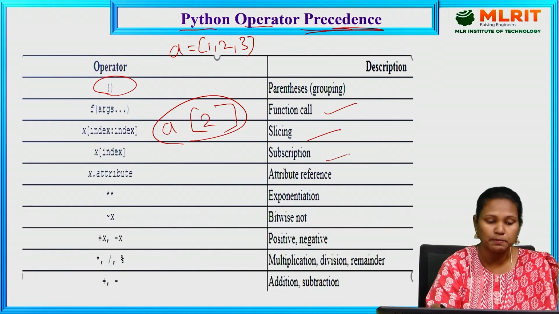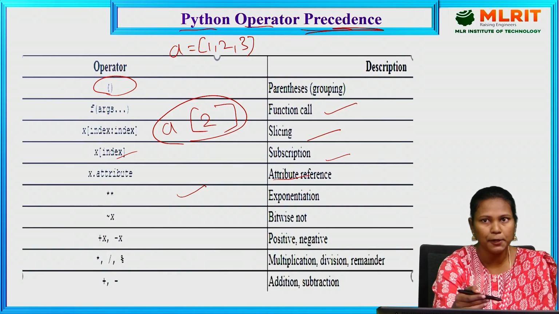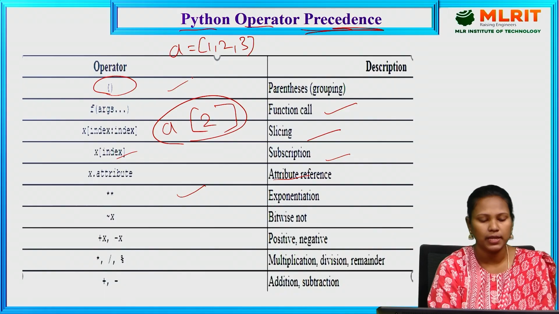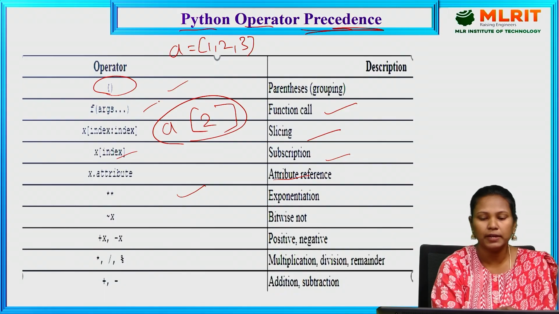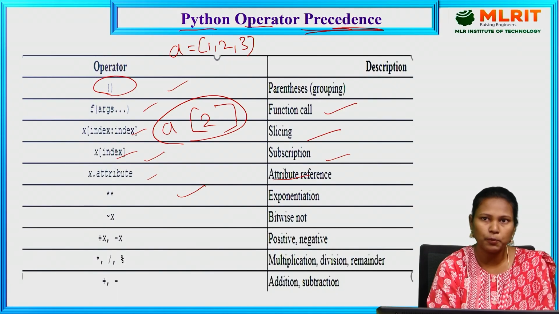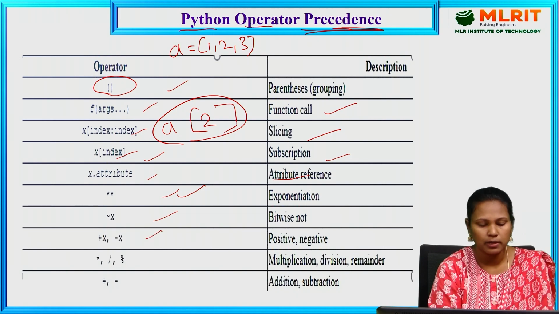The next ones: subscription, index values, attribute references, powers. So these are the precedence, high to low. The next one, function call, slicing, subscription and attribute. These are in the C subject also. In C programming also we follow the precedence. Next one, power, bitwise not. After that, positive and negative values.